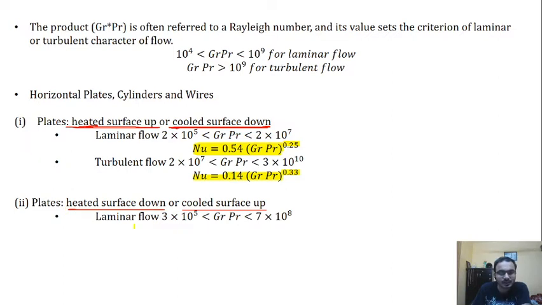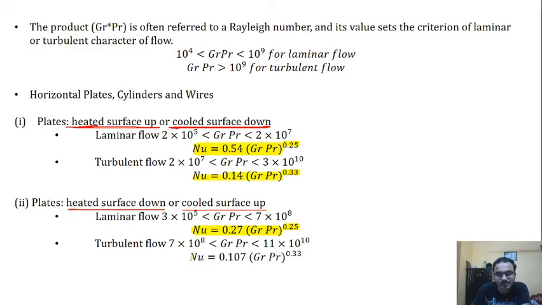So again we are taking different range. Laminar flow 3 into 10⁵ to 7 into 10⁸, that is the value of product of GrPr. Then the Nusselt number is given by this formula. And turbulent flow, the range for product of GrPr is 7 into 10⁸ to 11 into 10⁻10, and the formula for that is this, that is Nusselt number is given by 0.107 GrPr raised to 0.33.